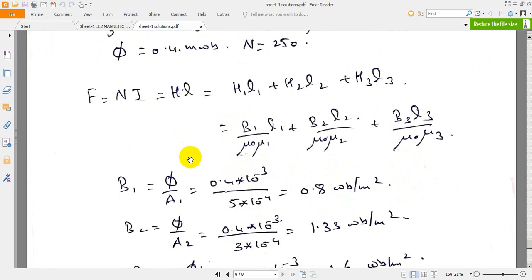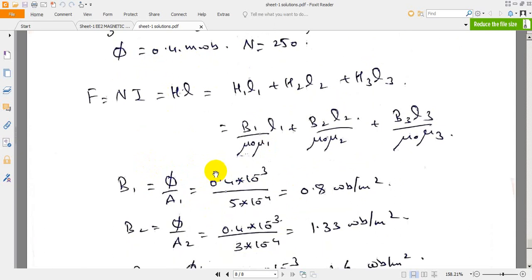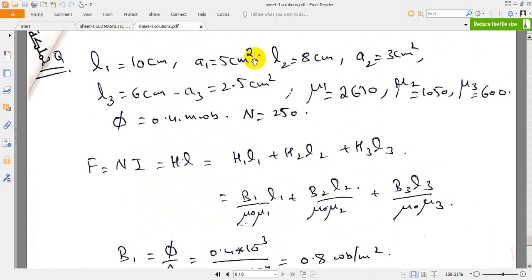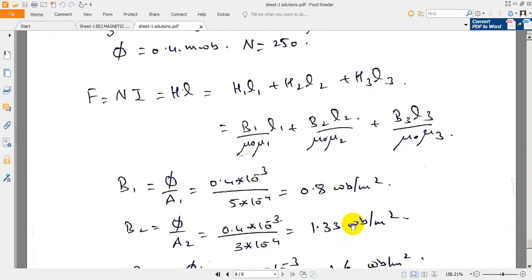B1 is equal to flux by area 1, that is 0.4 into 10 to the power of minus 3 divided by 5 into 10 to the power of minus 4. This is the flux. How did we get this? Flux is common in all the three materials. Flux divided by cross sectional area. Cross sectional area of material 1 is 5 centimeters square. So we have substituted it, which is equal to 0.8 Weber per meter square.